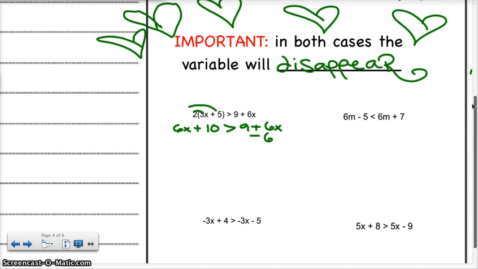So now I have to subtract 6x. 6x minus 6x is nothing. So I'm left only with this 10. Uh-oh, variable is all gone. That's what I'm talking about. The variable just totally disappears. Is 10 bigger than 9, true or false? True. So I know that's true.